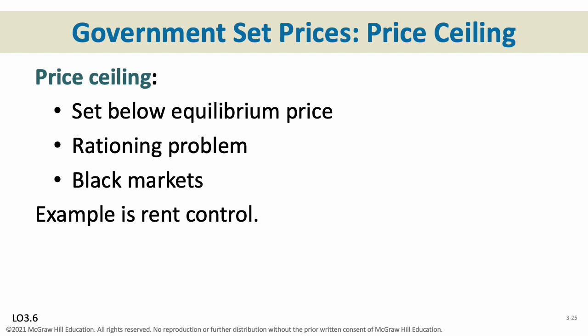Rent control or something like that for apartments is an example of a price ceiling. Let's say the market rate for rent is $2,500 a month, but the government says you can't charge more than $2,000 a month for an apartment. That's a price ceiling. Since the price is below equilibrium, you're always going to run into a problem of shortages.